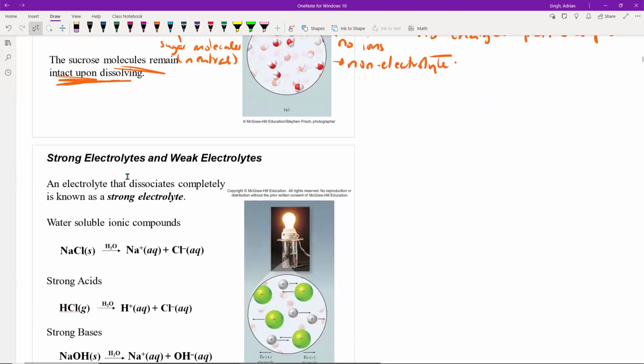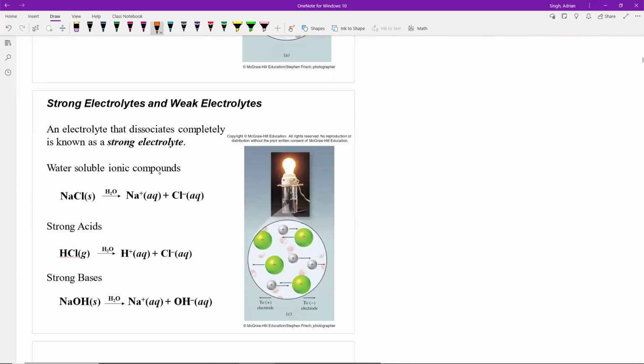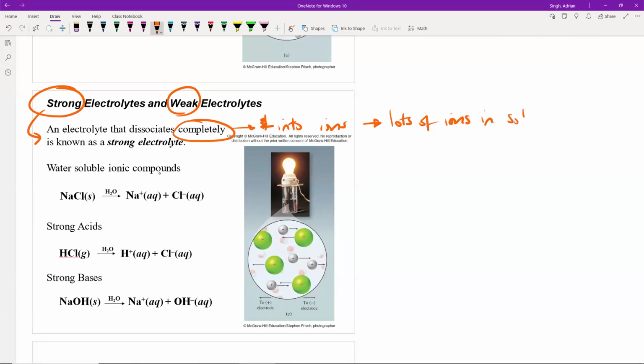So under the umbrella of electrolytes versus non-electrolytes, we have two categories. We have strong electrolytes and we have weak electrolytes. A strong electrolyte is one that dissociates completely in aqueous solution. What that means is that if something is able to break apart completely into ions, we have lots of ions in solution. And if there are lots of ions, this is able to conduct electricity very well, so we call it a strong electrolyte.